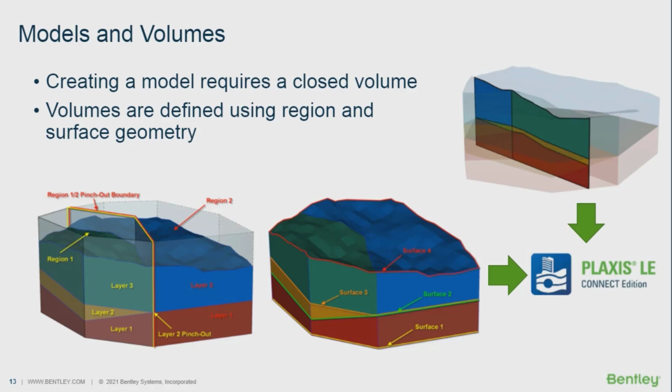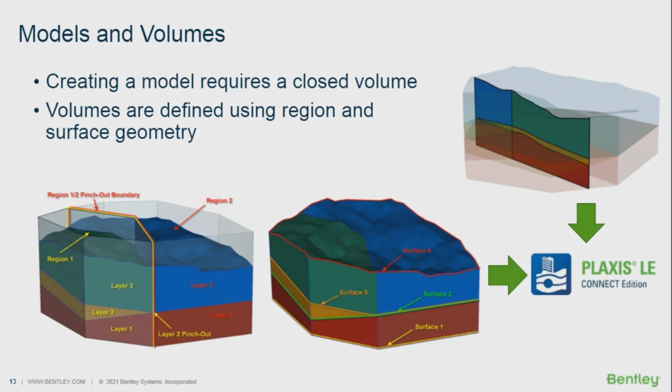So the volumes are defined using regions and surface geometry. We can see here in the representation on the left side that in this case, we are considering 4 surfaces. If you are used to the layered cake methodology, you understand this representation, which means that between 2 surfaces, so surface 1 in yellow and surface 2 in green, we may have this red layer here.